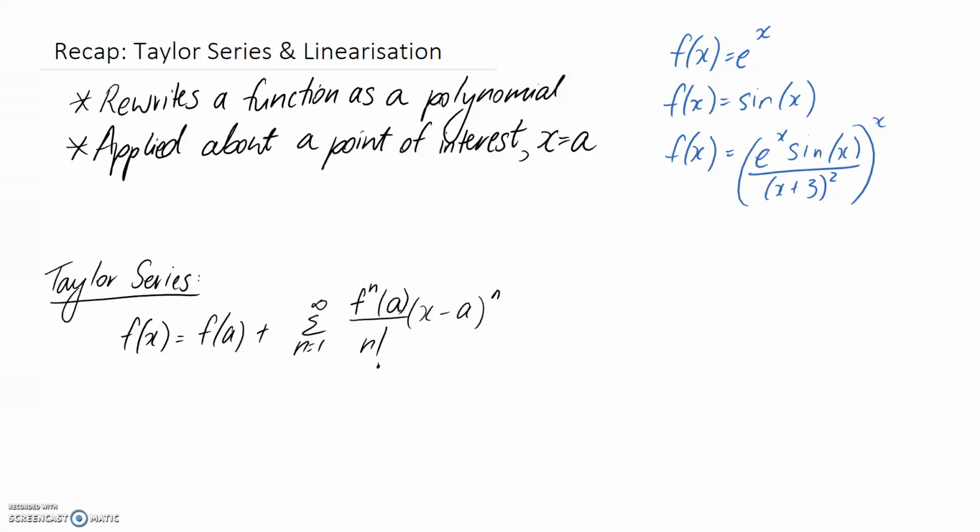The other point to note about Taylor series is that it's applied about a point of interest. So you need to pick an x value, in this case we're calling it x equals a, that you want your Taylor series to be accurate about. So this here is the actual equation for Taylor series. What we're doing is defining a new function, f of x, and it's going to be equal to f of a, the function evaluated at your point of interest. It could be any of these, just substituting in your a value.